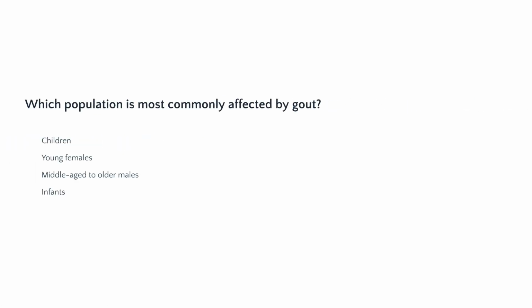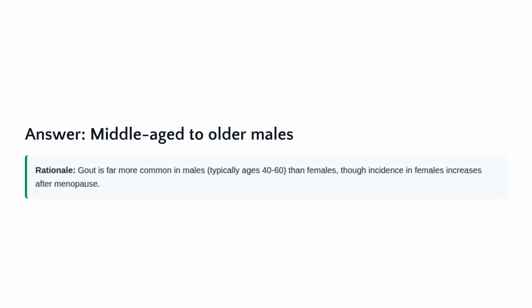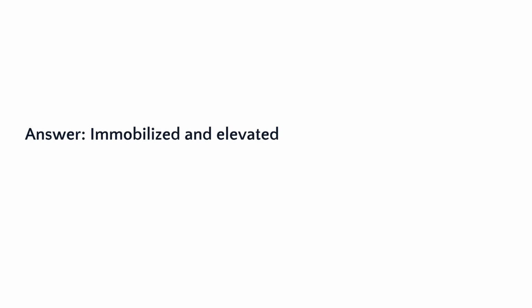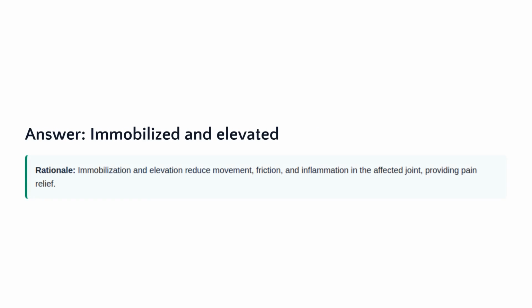Which population is most commonly affected by gout? Middle-aged to older males are most commonly affected. Men typically have higher uric acid levels, and the incidence increases with age. During an acute gout attack, the affected joint should be immobilized and elevated. This helps reduce inflammation, relieve pain, and limit further crystal irritation.